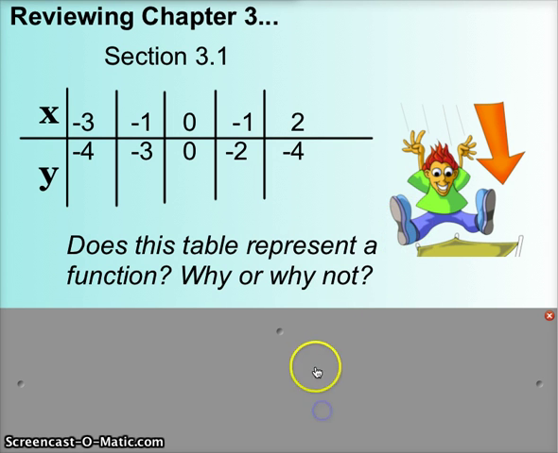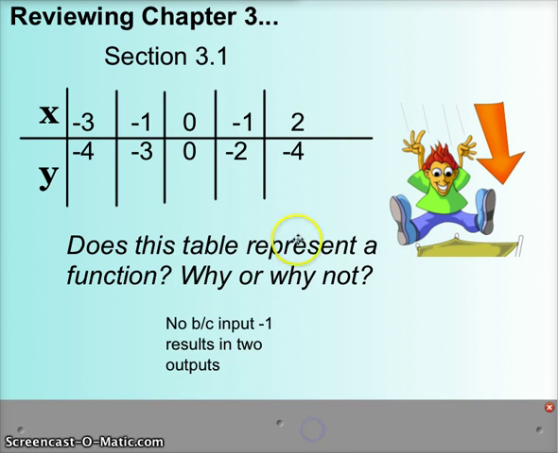You should have said, no, this doesn't represent a function because as you can see, -1 results in an output of -3, and then -1 also results in an output of -2.